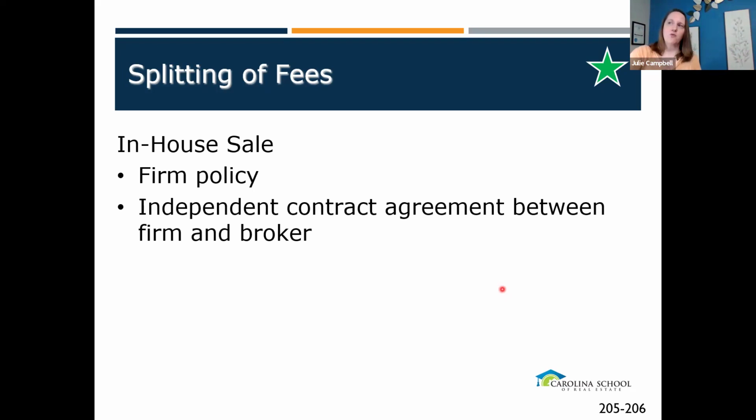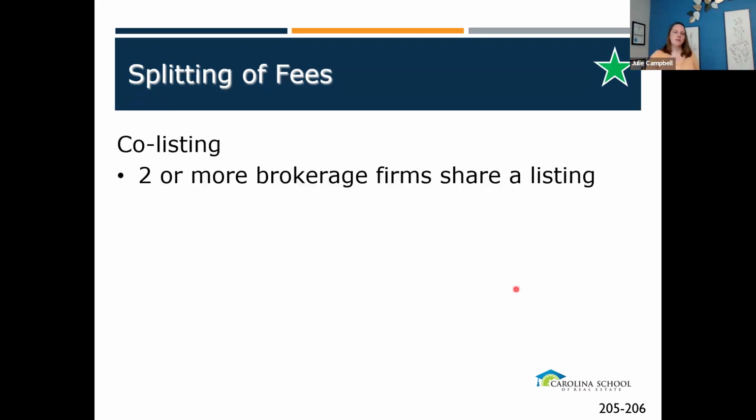Not seeing this as much anymore, but we may have co-listings, where two or more brokerage firms share a listing. I think the best example of when we see a co-listing is if you have a property that's in that no man's land between the Triad and the Triangle, for example. So you may get one firm to list it in the Triad, another firm to list it in the Triangle, right? You may also see co-listings when you're dealing with a $1.5 million property. Whether or not two firms are going to agree to share is up to the firms.